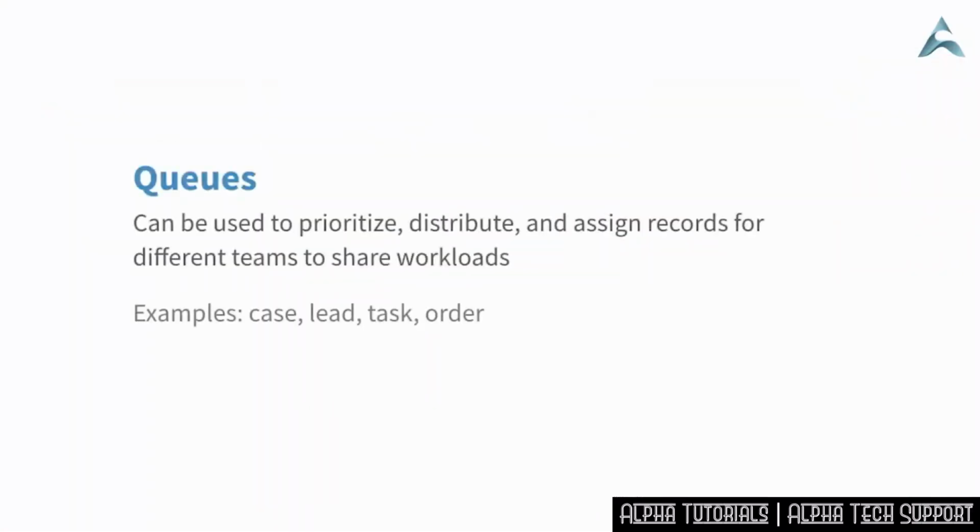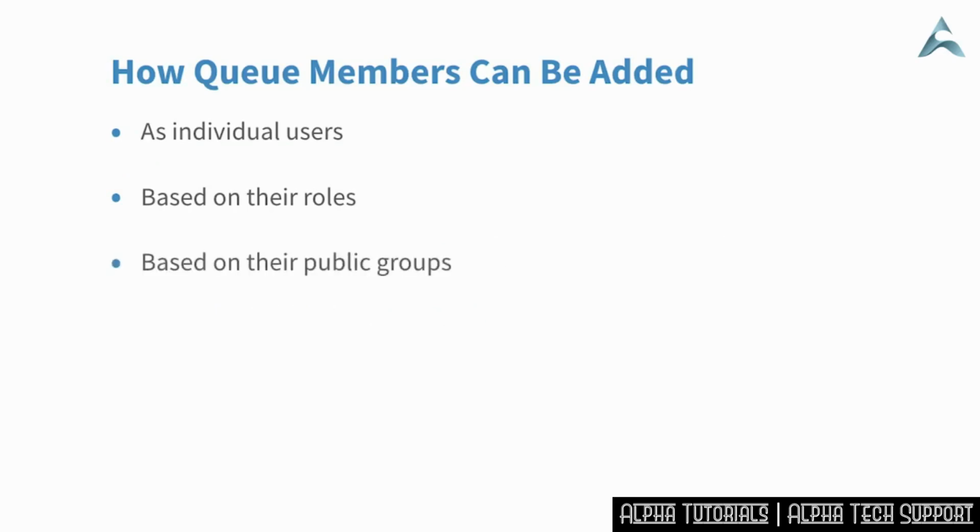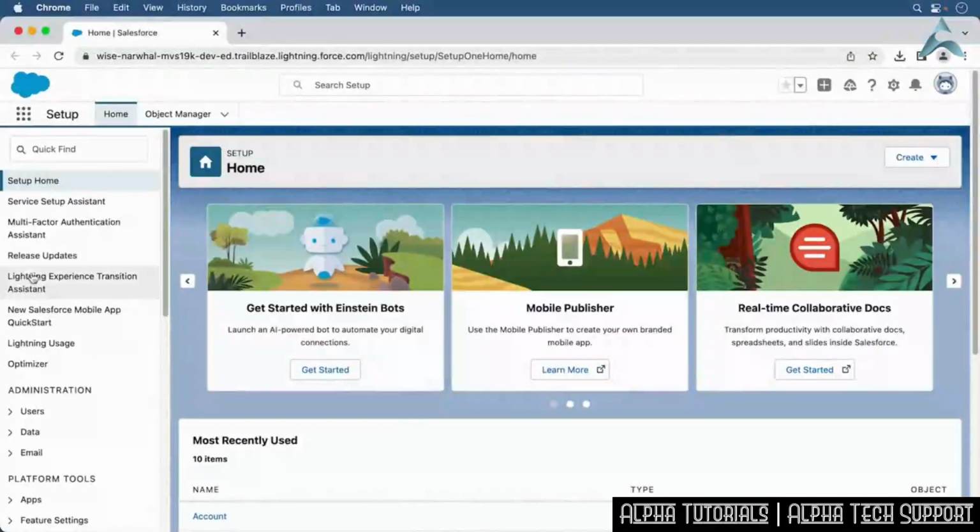Queues can be used to prioritize, distribute, and assign records for different teams to share workloads. You can use queues to manage everything from case, lead, task, order queues, and more. Administrators can configure queues by adding specific individuals manually or basing it on the user's role, roles and subordinates, or on specific public groups. Let's create a new queue.